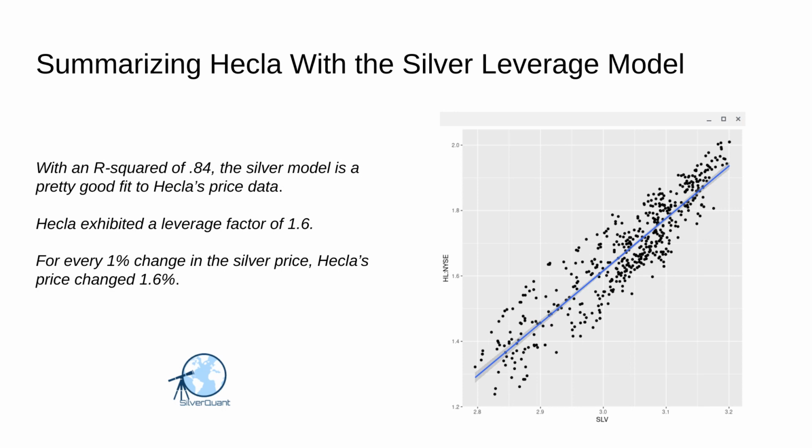So in summary, what we can say about Hecla using the silver leverage model is that the model fits the data pretty well with an R-squared of 0.84 and a leverage factor of 1.6.